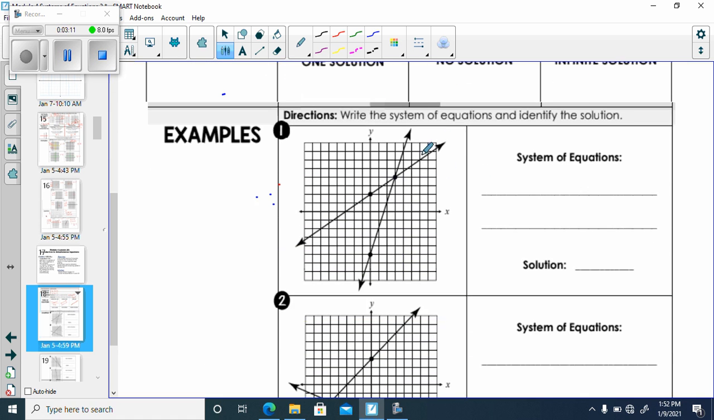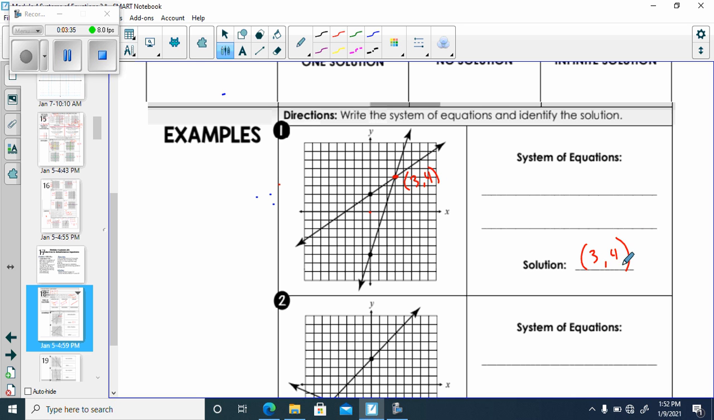Let's start here. First, let's find the solution for these two linear equations. The solution is simply where these two intersect. And you know how to find the coordinates for this. You start at the origin. Is it 1, 2, 3, then 1, 2, 3, 4. The solution is at (3, 4). You have found the solution.